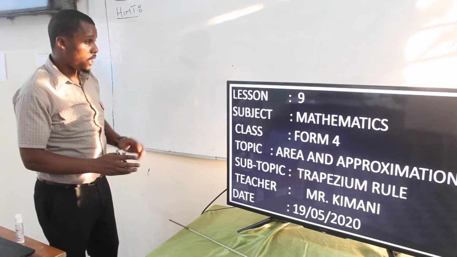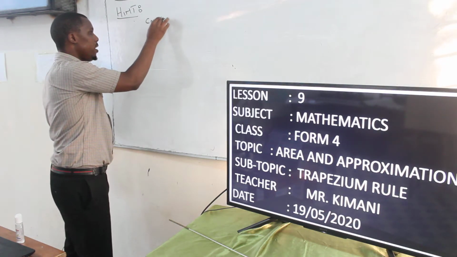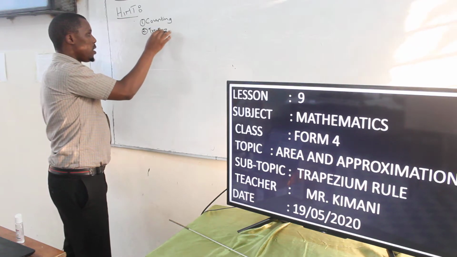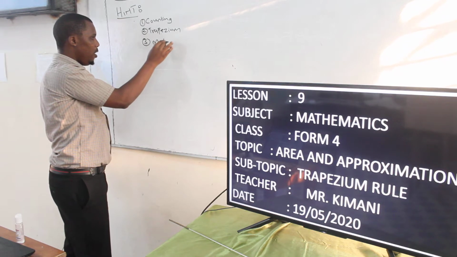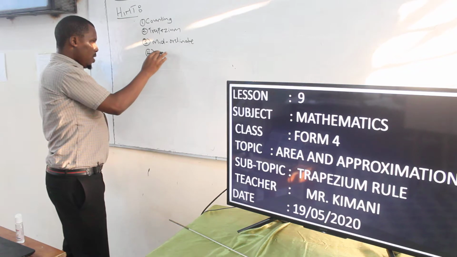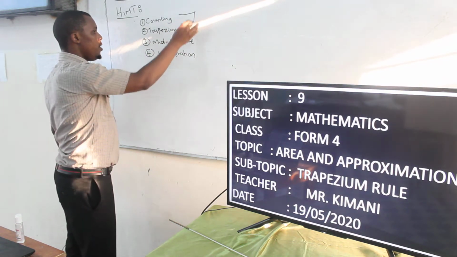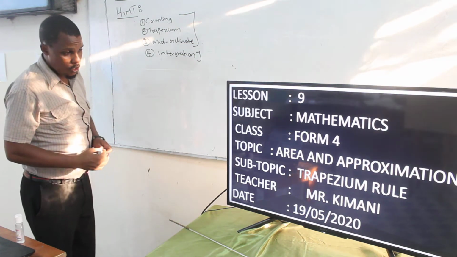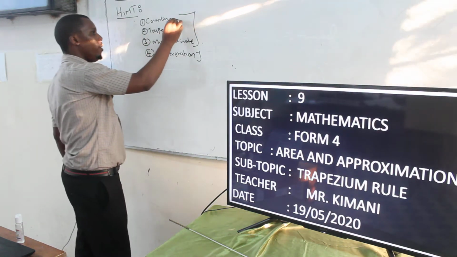Remember I told you that you have 4 techniques. You have the counting technique, number 1. Then number 2 you have the trapezium rule. From the trapezium rule you have the mid-ordinate. Those are the 3 of them. Number 3, mid-ordinate. From the mid-ordinate you have the integration method. So in this topic of ours, we are going to deal with these 3 of them, because this one I'm going to teach you in the next topic when we are teaching calculus. So for the time being, we have discussed the counting method.